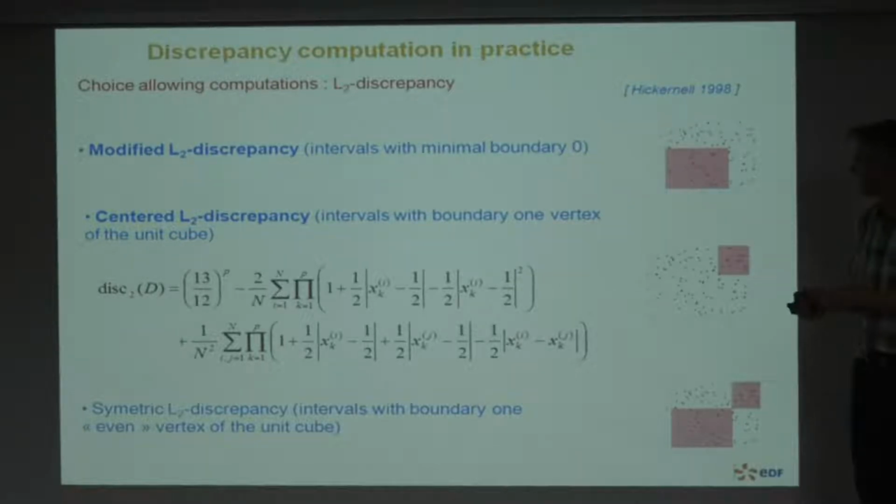you obtain what he calls the center L2 discrepancy, and I have put the formula here. In fact, this is a very simple formula. Here you have a factor, power by p. Here you have the sum of products, sum on the number of points, and product on the number of dimensions, product on the coordinates of the points, and you have this kind of thing to compute. So here you have the coordinates of the point i, the coordinate k of the point i.